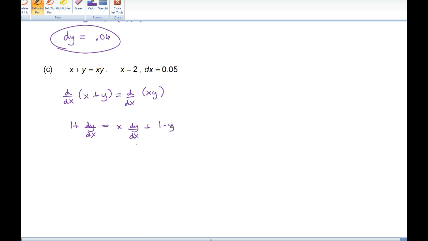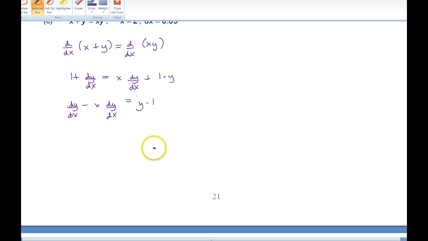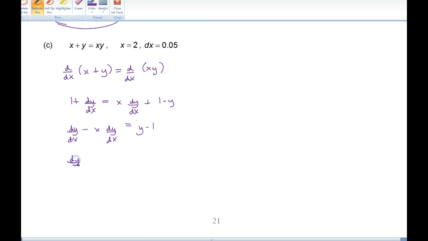Now remember, we're trying to find the differential. So we're going to isolate the dy dx, and then we're going to move the dx to the other side. This is just algebra. So dy dx minus x dy dx, and then we have y minus 1. So it's y minus 1 over 1 minus x.